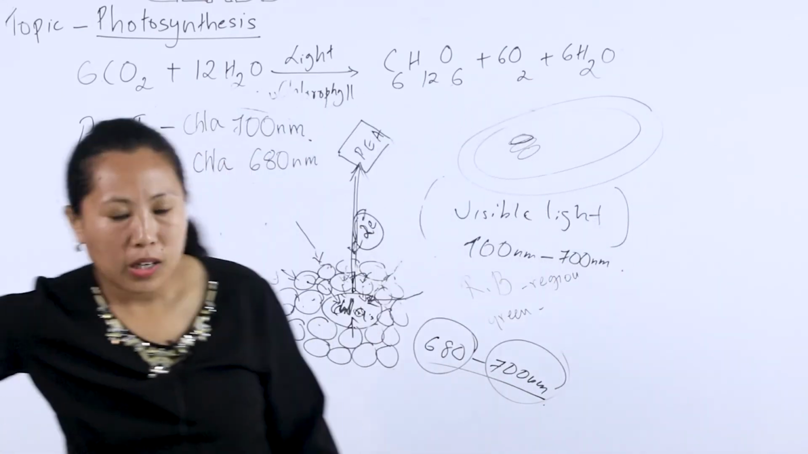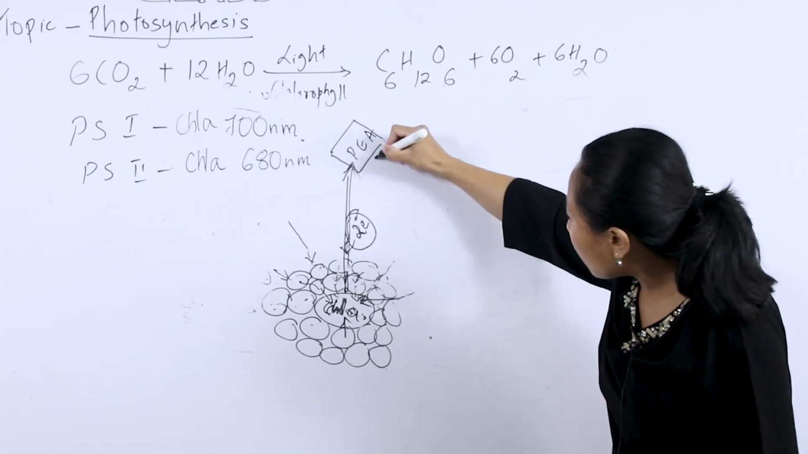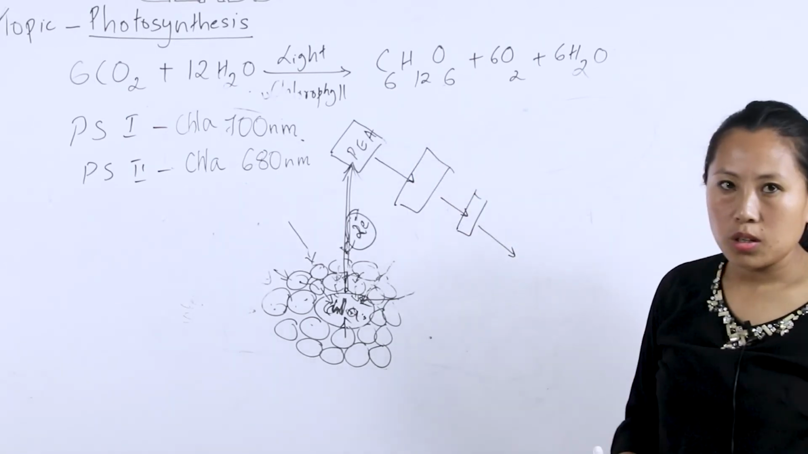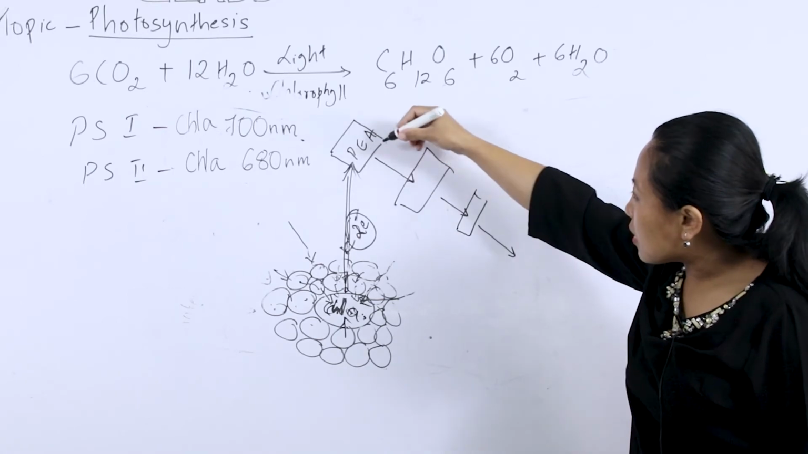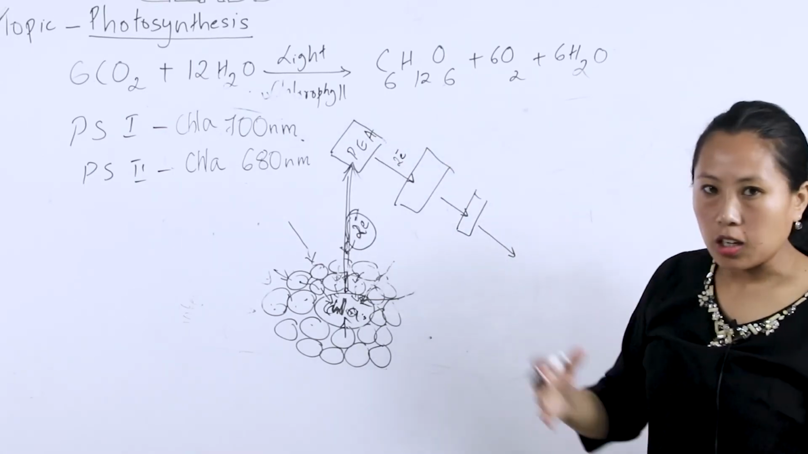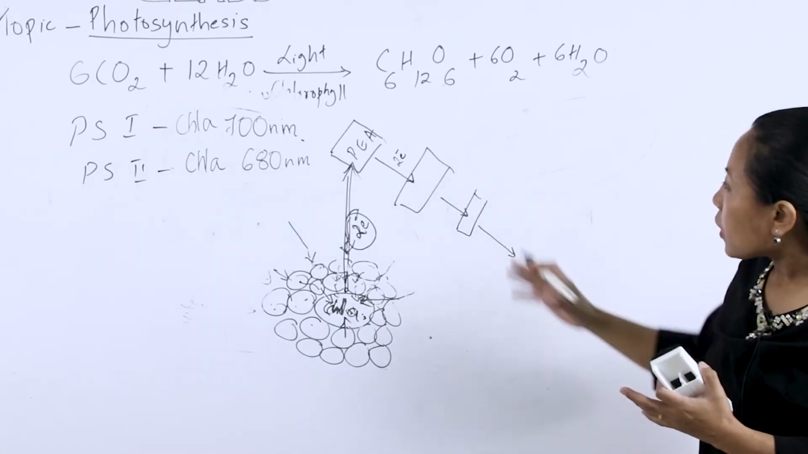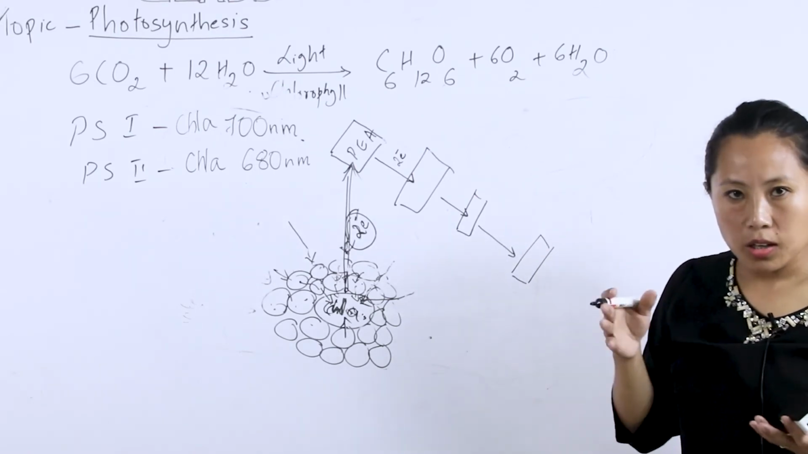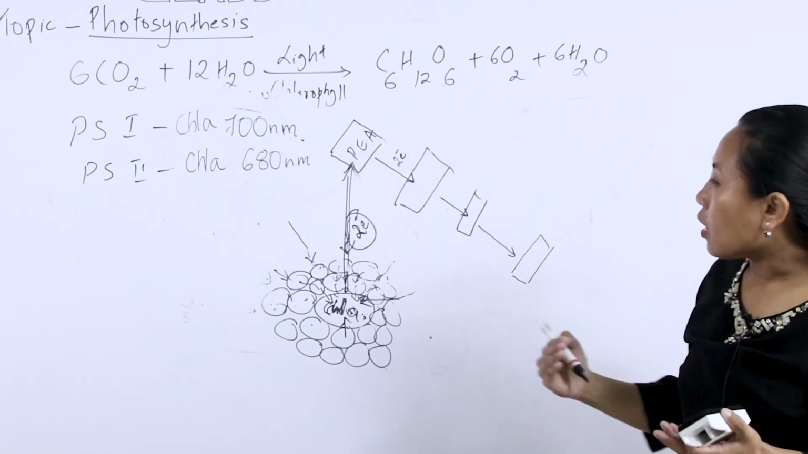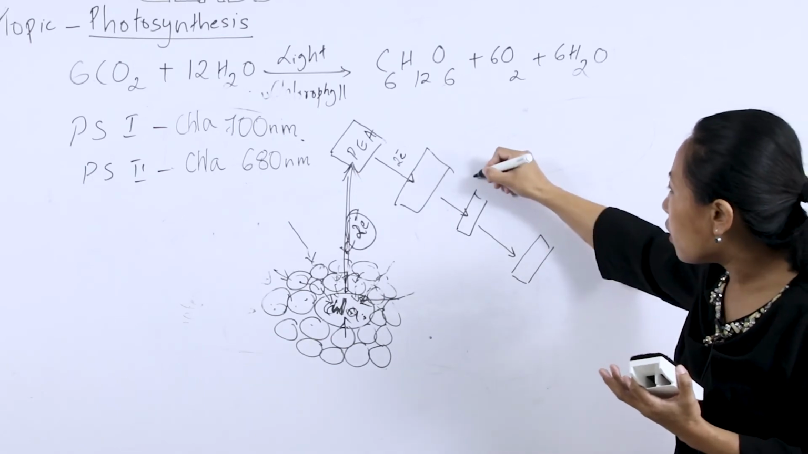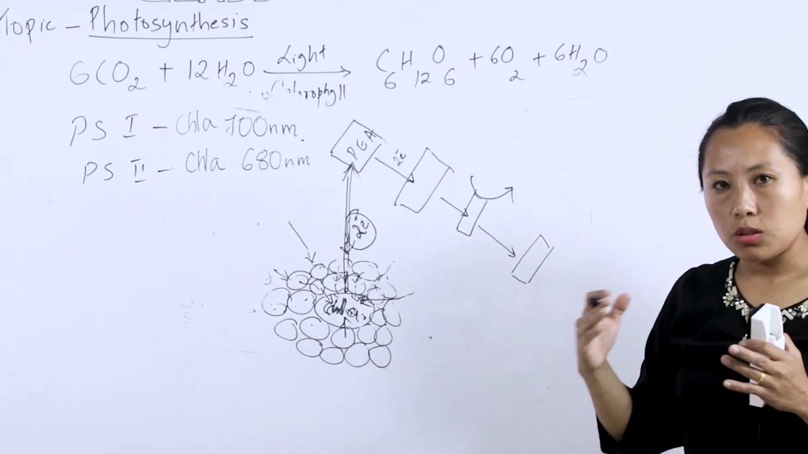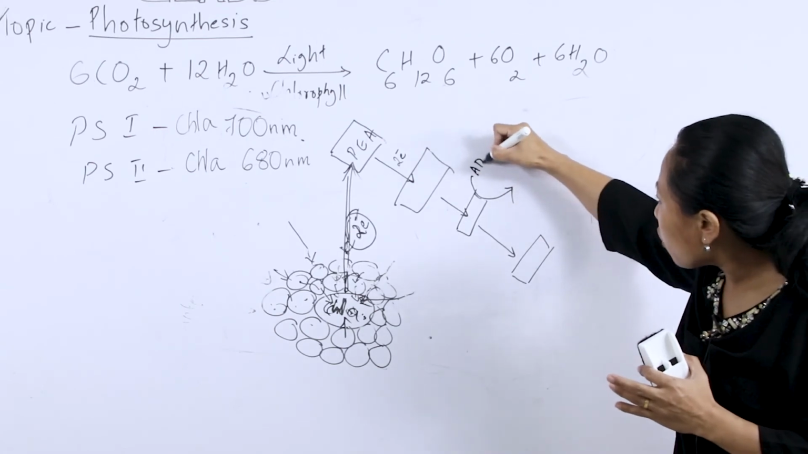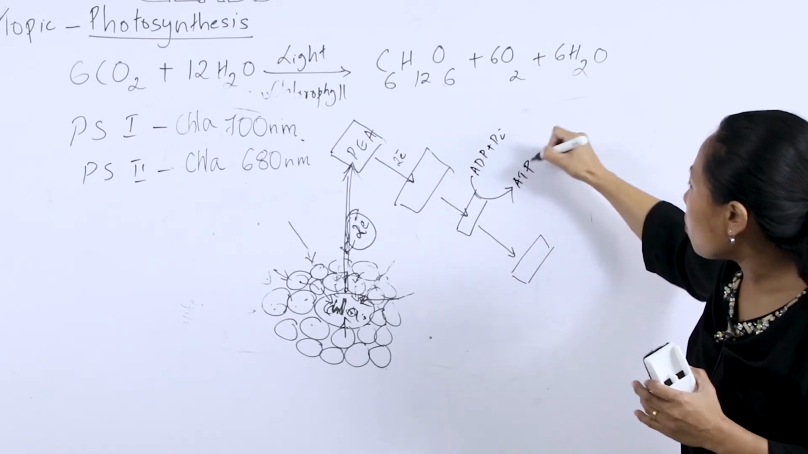From this primary electron acceptor, the electron continues its journey through a series of electron carriers. These electron acceptors are at progressively lower energy levels, so the electron travels down the gradient. In the course of its journey down the gradient, the high-energy electron releases its energy, and that energy is used for the synthesis of ATP from ADP and Pi.